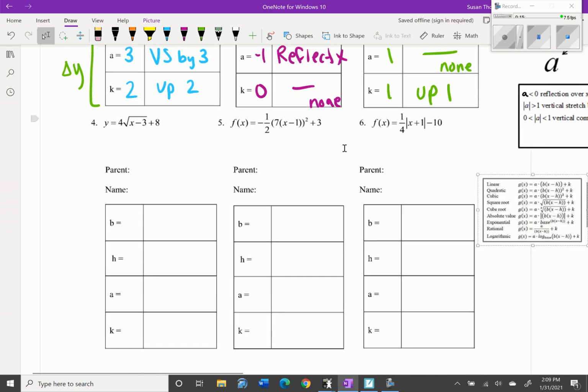So if I look at these next equations, try to see if you can do 4, 5, and 6 on your own. When you're done, unpause the video and we'll take a look at your work.